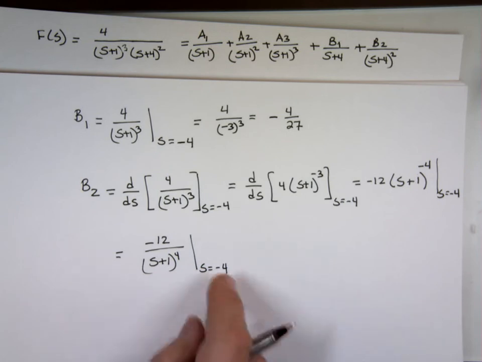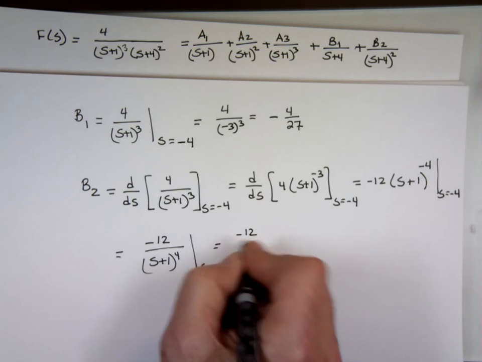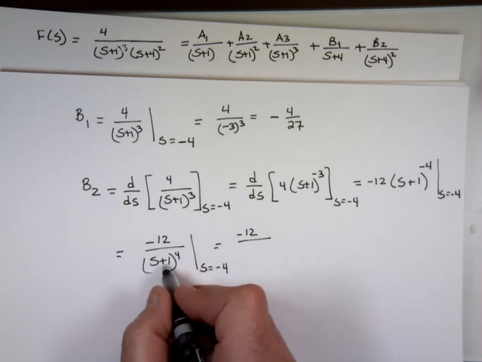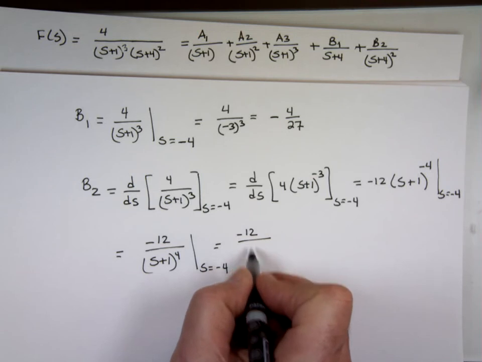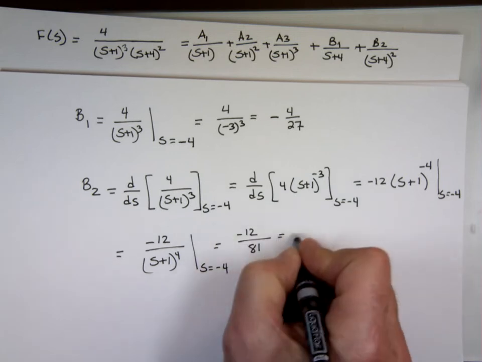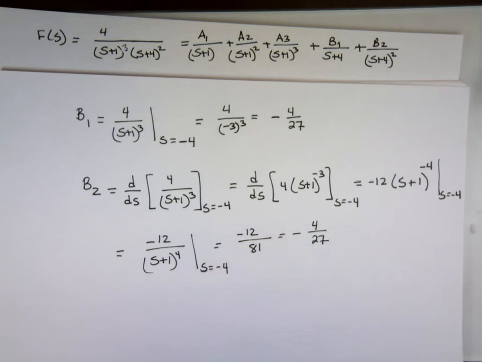Negative 4, that's negative 12 over negative 3 to the fourth power. Is that 81? To the third power, I think, was 81. 3 times 3 is 9, times 3 is 27, times 3 is 81, right? Now I can divide by 3. Negative 4 over 27. And I'm done. I found all the values that I need.